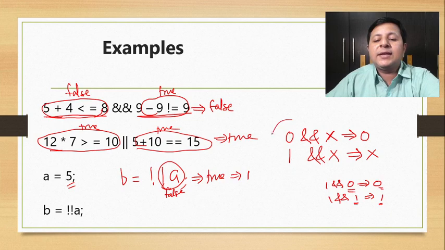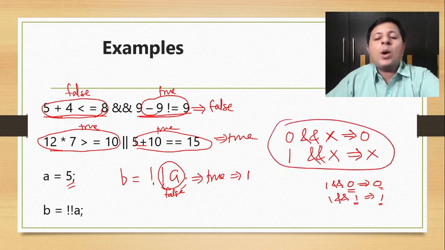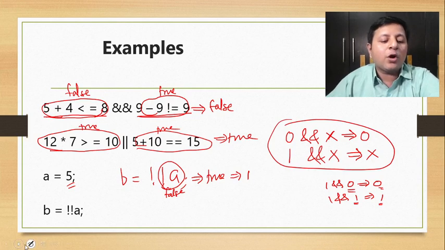So that's what I tried telling you. I hope you understood this. 0 and x is 0, 1 and x is 1. Isn't it? Similarly, we can do it for OR also.